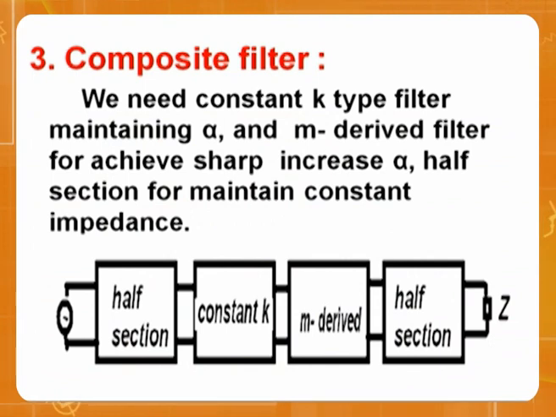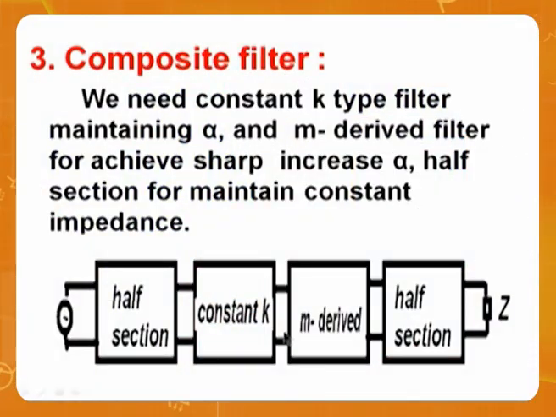Let's go to the third heading, composite filter. As I have discussed, all the three filters are brought into one. As I already told you, we need a constant K filter to maintain alpha, whereas the M derived filter is to achieve a sudden increase. Half section is to maintain impedances. So when you look at these three, M derived is here, constant K here, half section here, half section here. Why should we put the half sections at the end? By keeping the half sections at the end and the beginning, you are maintaining the characteristic impedance in a constant way. That's why they must be at the end of this one and the end of that port.